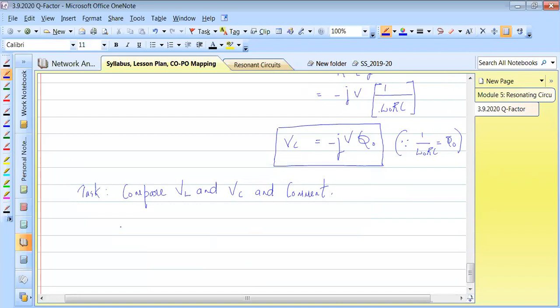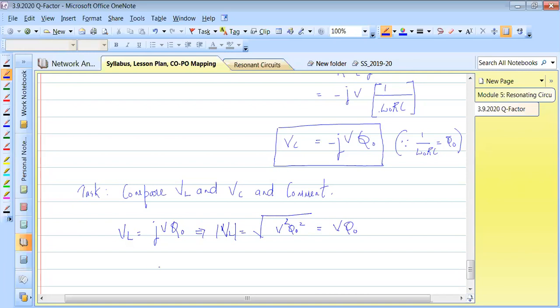What is VL here? Let me just give you. VL is J V Q naught. Right? So what is the magnitude of this? This implies that the magnitude of VL is square root of A square, A is not there, right, plus B square. What is B there? V Q naught is B. So it's V square Q naught square. What would it be? It would be V Q naught.